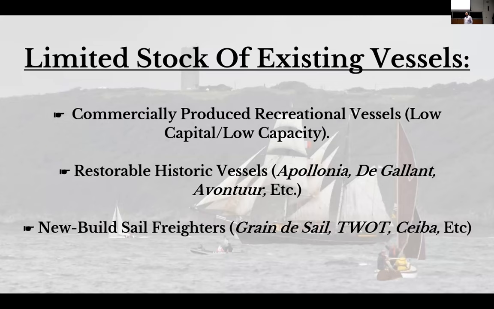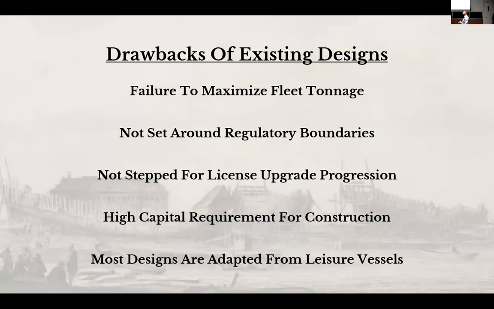A lot of other sail freight projects are restored historic vessels. The schooner Apollonia, the Gallant, Avontuur, Tres Hombres, those are all old vessels that were refit for this use. There's only so many of them left. Even if we refit all of them, that's still not a lot of fleet tonnage. And then, of course, there are the new build sail freighters, things like Grain de Sail, TOWT, Seva. Those are all being built, but those are very capital intensive projects. Those are specific designs meant for specific trades. It's a high capital requirement. You have to have the money to invest in that plan in order to get anything going.